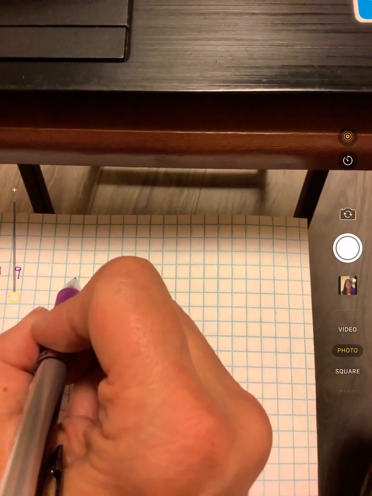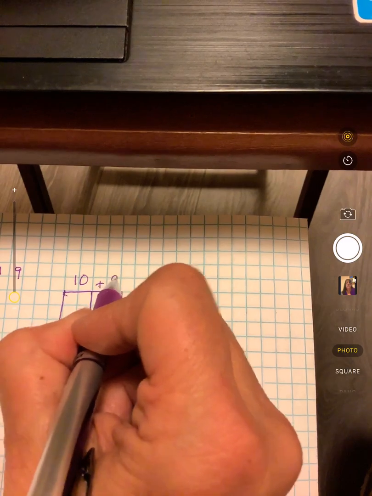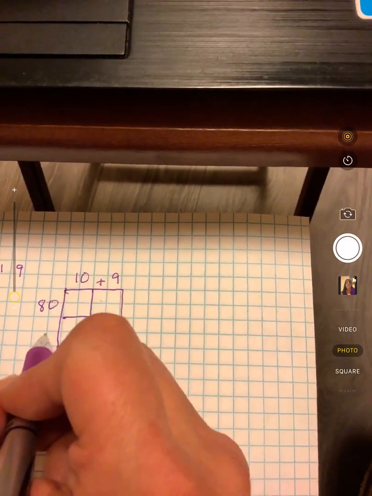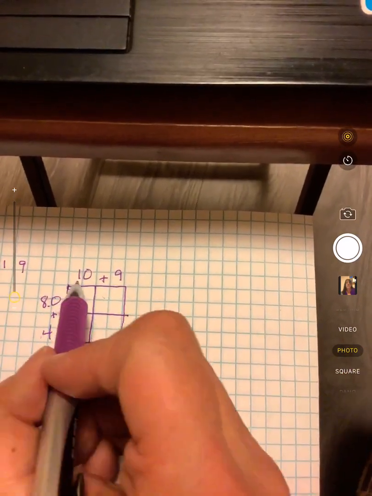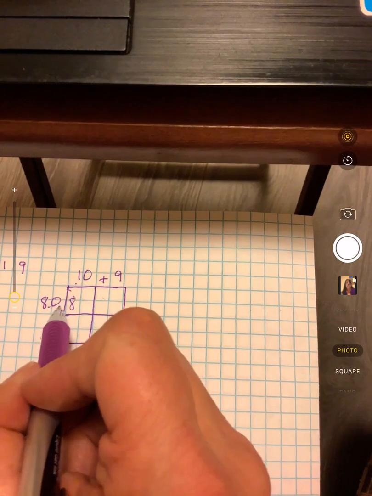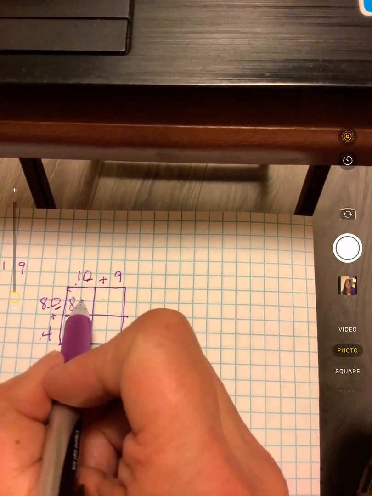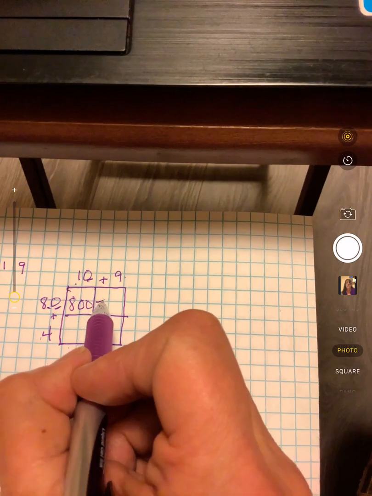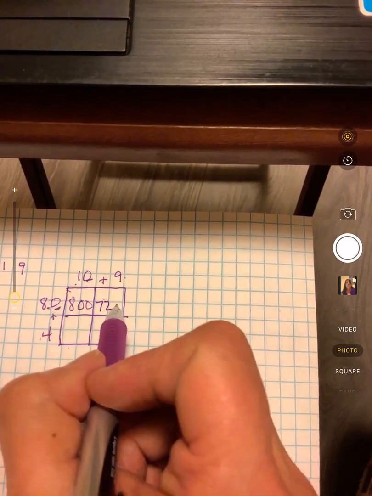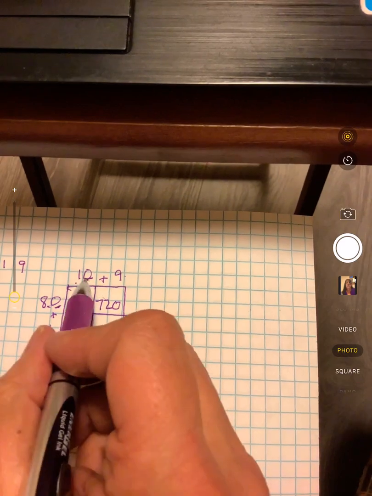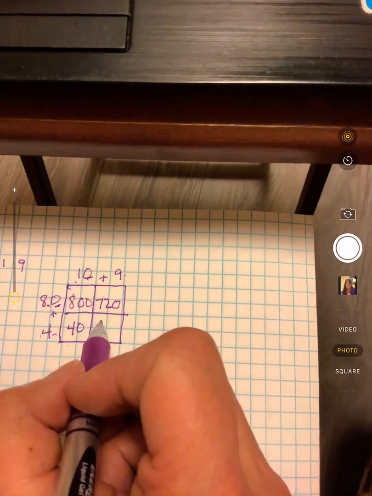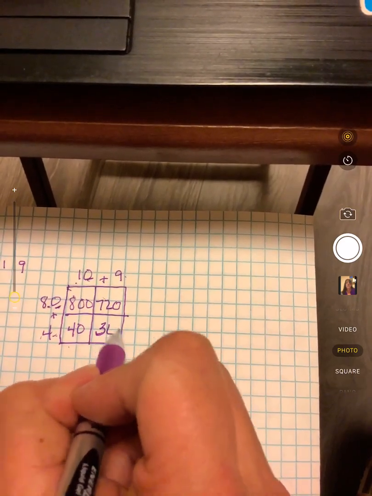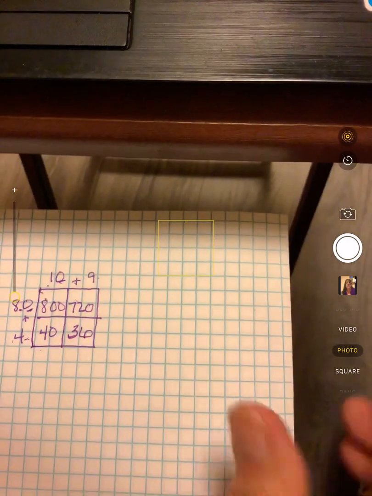Okay, so this would be 10 plus 9. This would be 80 plus 4. Okay, this is the area model. 8 times 1 is 8. We add 2 zeros. 8 times 9 is 72, but we only add 1 zero. Okay, 4 times 1 is 4 with 1 zero behind it. 4 times 9, whoops, I don't know why it's doing that. 36.